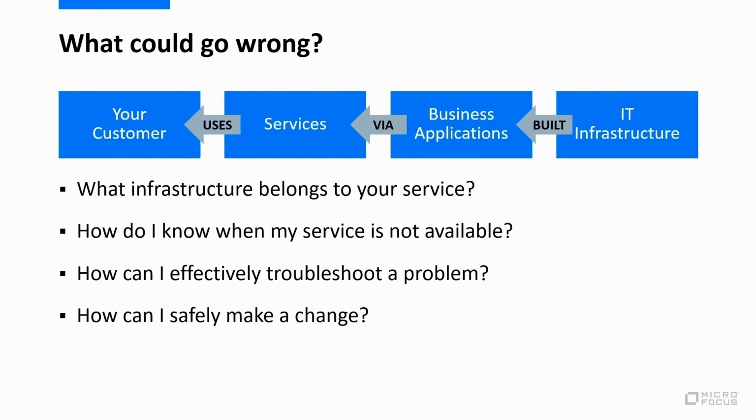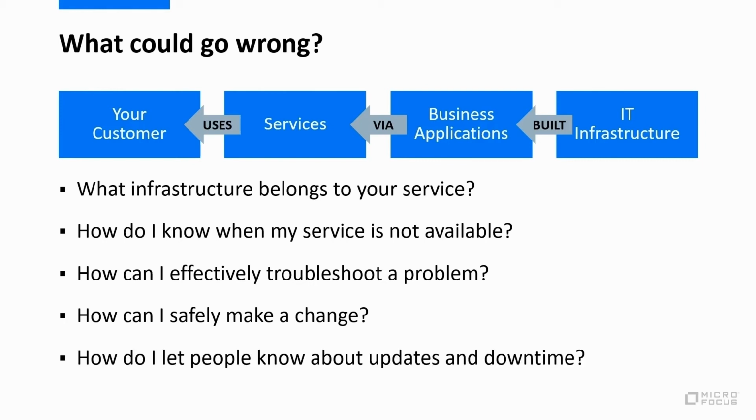How can I safely make a change? How do I know the impact of one change on another component in my system? And then lastly, how do I let people know about updates and downtime? That is, when I make a change to a system, I need to be able to predict the impact of that change on my service to let my customers know if they'll be experiencing downtime.